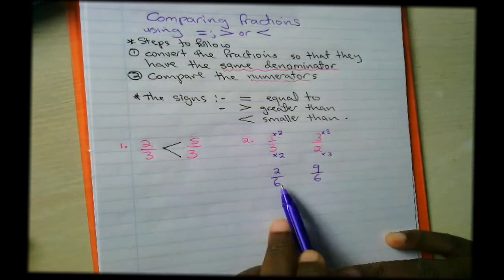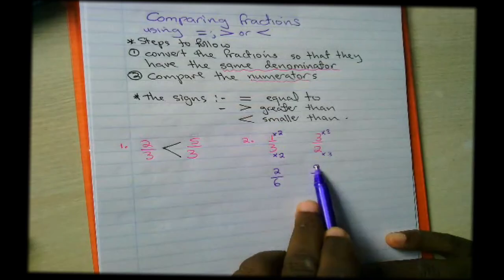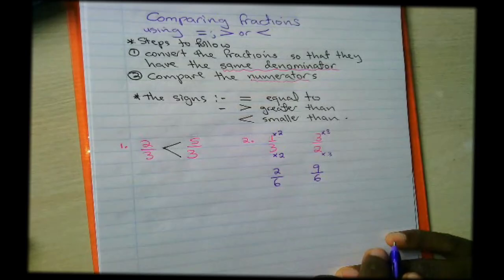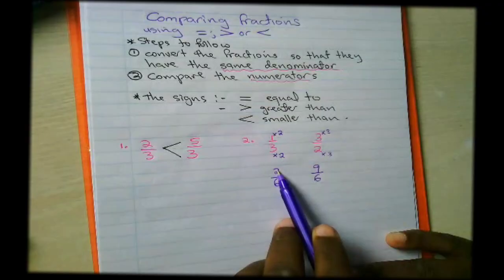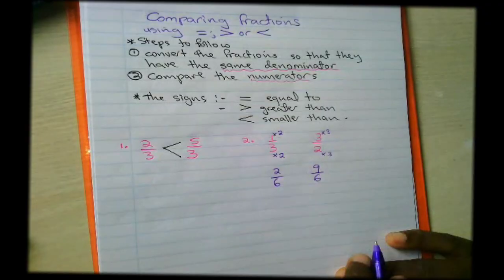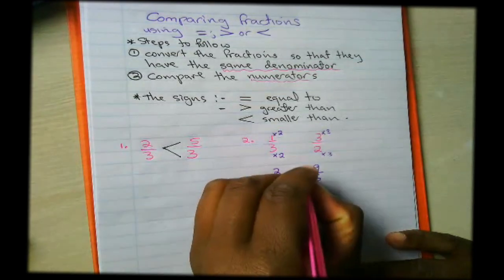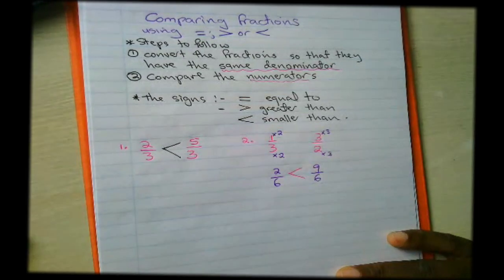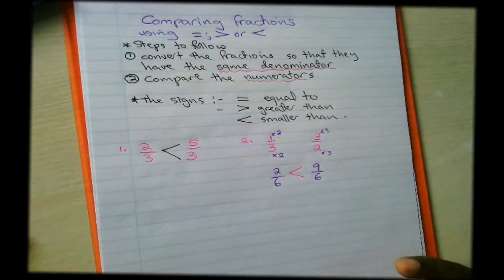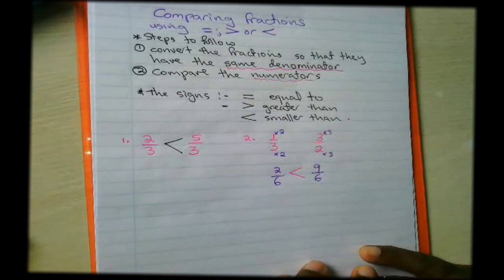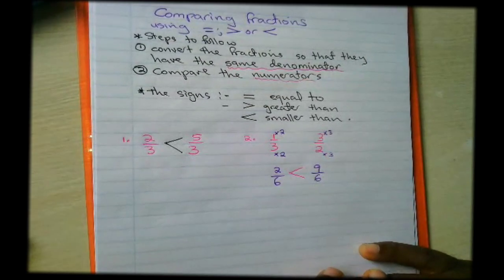Now we can compare. The denominators are the same. Look at the numerators now. That is step number 2. Which one is bigger, 2 or 9? Obviously 9 is greater. So the sign here is our less-than sign. The second fraction is bigger, so 2 over 6 is less than 9 over 6.